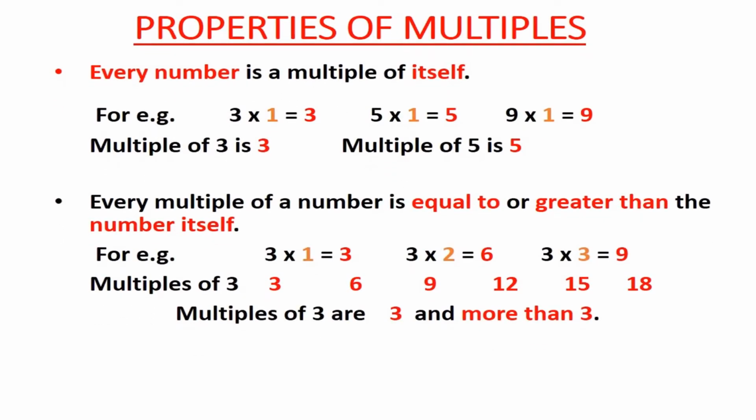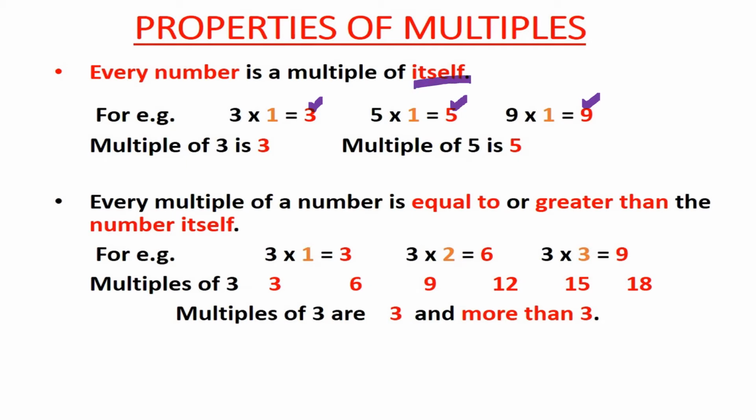Now, properties of multiples. Every number is a multiple of itself. Observe the examples: 3 into 1 is 3, 5 into 1 is 5 and 9 into 1 is 9. So if you observe these examples, each number is a multiple of itself. The multiple of 3 is 3, the multiple of 5 is 5. If you take any number, its first multiple is the same number. So every number is a multiple of itself.